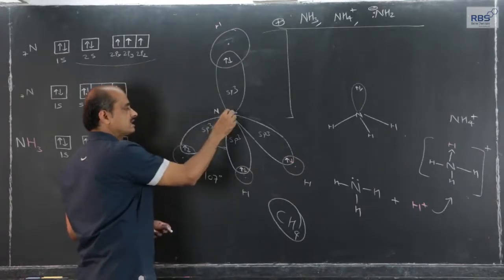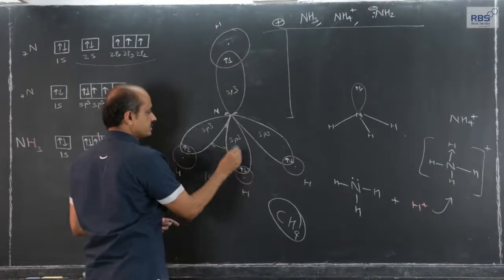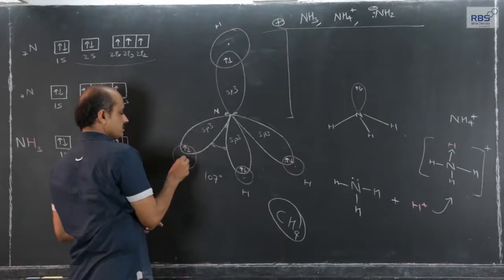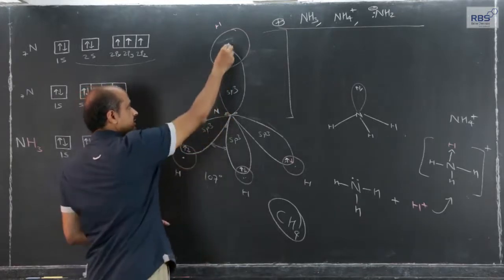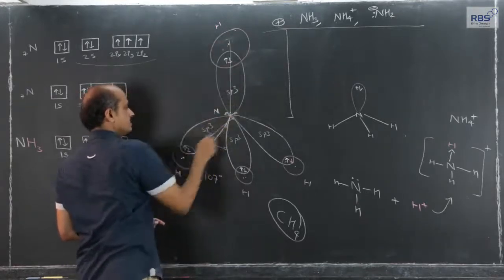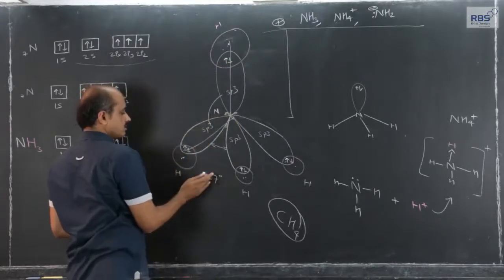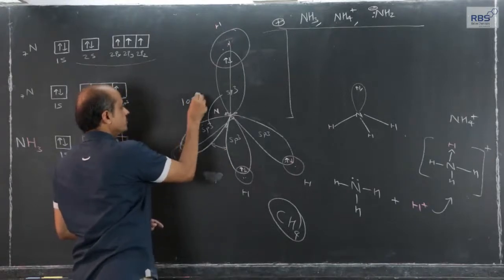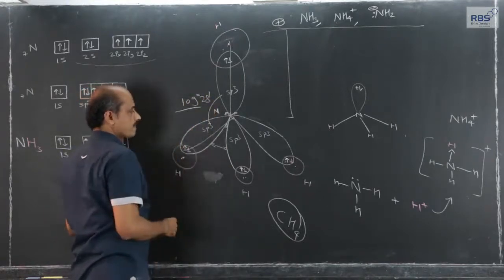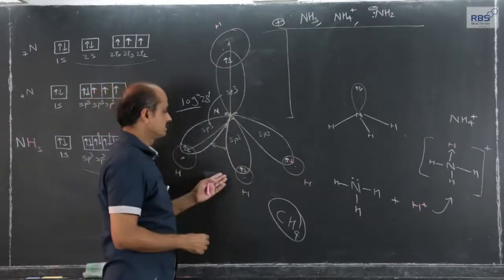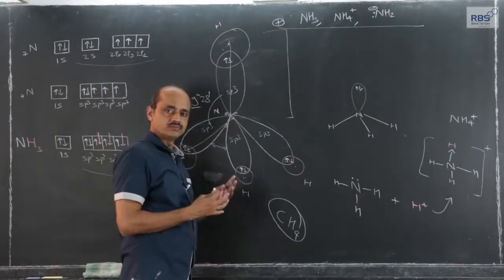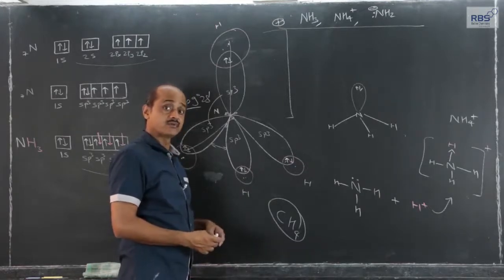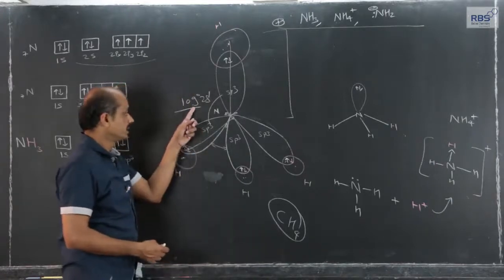It will be a perfect tetrahedral. The H-N-H bond angle, between the centers of hydrogen, nitrogen and hydrogen, will change from 107 degrees in ammonia to 109 degrees 28 minutes, and it will be perfect tetrahedral from the geometry point of view for NH4 plus ion. The bond angle will be what is expected for perfect tetrahedral, 109 degrees 28 minutes.